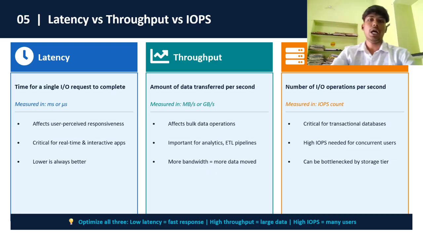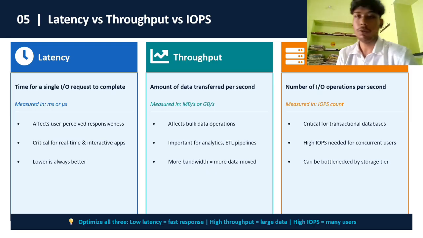And IOPS, which is input output operations per second. This is the number of read write operations your storage can handle every second. This is critical when you have many users accessing your system at the same time, like a busy e-commerce website during a Black Friday sale, or a bank during business hours. We can say it like that.